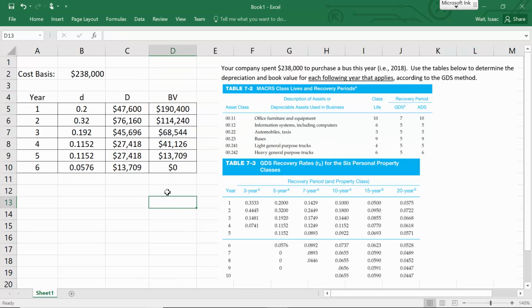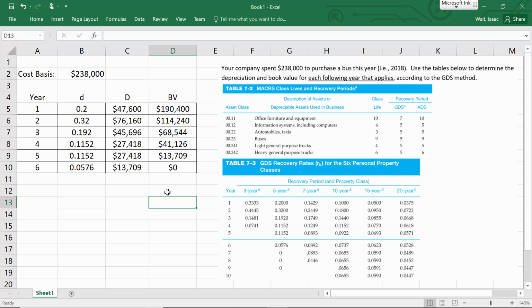All right, so just to review the solution strategy here, in the problem statement it says that it is a bus. So with bus we go to table 7.2, and that category of equipment will depreciate over 5 years. Then we go to table 7.3 and we find the 5-year column, because these are the factors that are going to be used to calculate the depreciation amount.